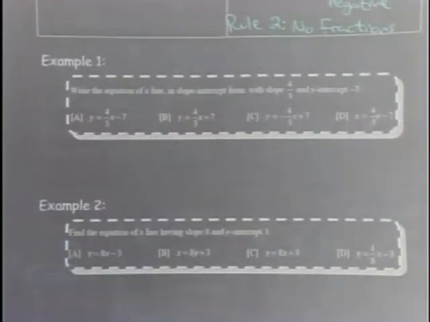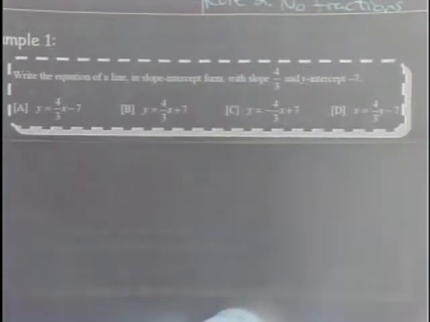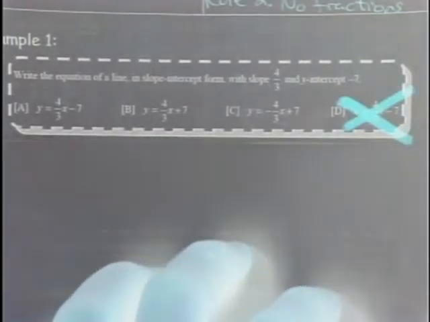First example: the equation of a line in slope-intercept form with a slope of 4/3 and a y-intercept of -7. So we're going to look like y equals mx plus b, which they all kind of look like, except for D. D starts out with x equals. Cross that out. That's just ugly.